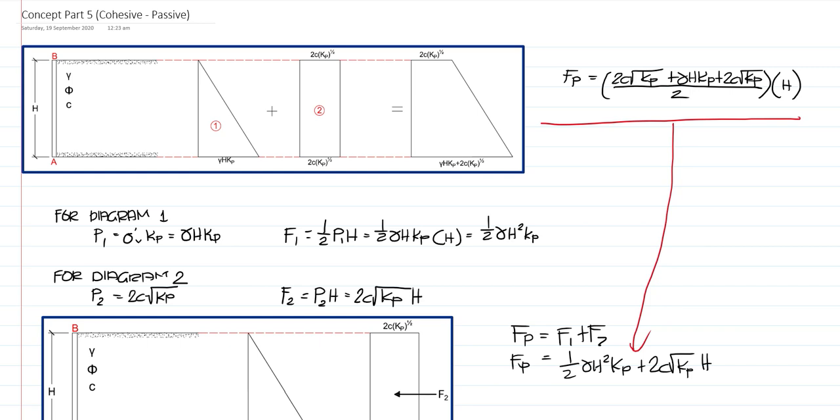So, that will be all for our passive earth force for the cohesive soils. So, yun lang yung mga diagrams na kailangan nyong tandaan to solve for the active and the passive condition for the lateral earth pressure ng ating soil.